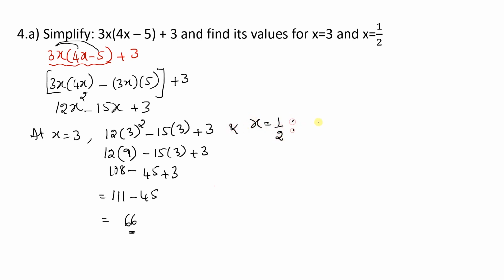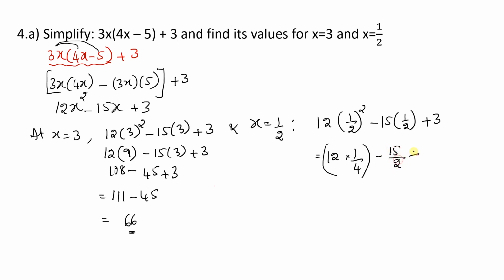Now, let us calculate the same value at x is equal to half. So it is 12 into x square, half square, minus 15 into half plus 3. This is 12 into half square. 1 by 2 square is 1 by 4. 1 by 4 minus 15 by 2 plus 3. You can cancel here. You can cancel, 4 ones are 4, 4 threes are 12. It is 3 minus 15 by 2 plus 3.